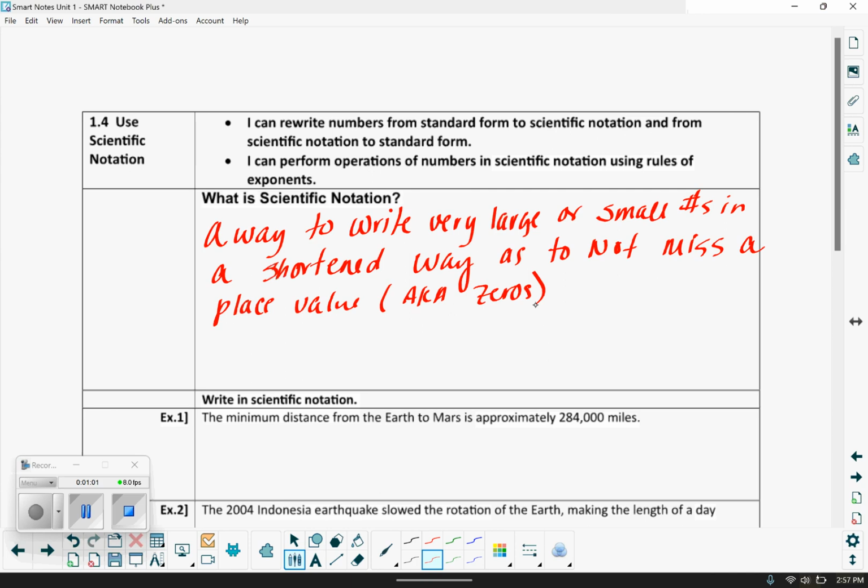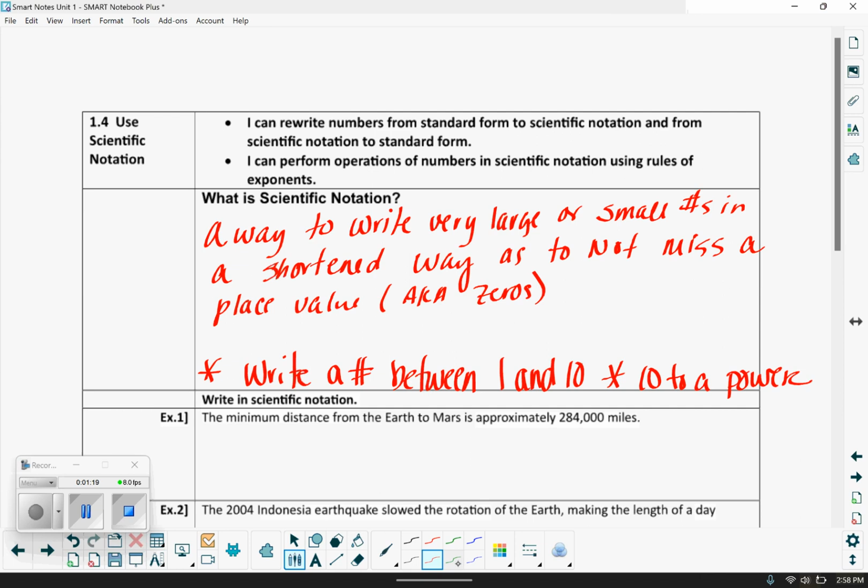So basically we're going to write a number between 1 and 10 times 10 to a power. A little side note over here: basically we're going to have one non-zero digit in front of the decimal.